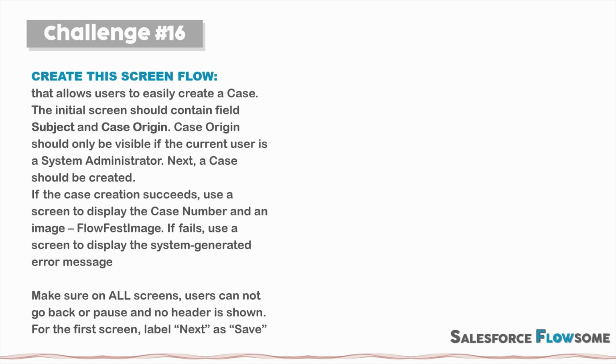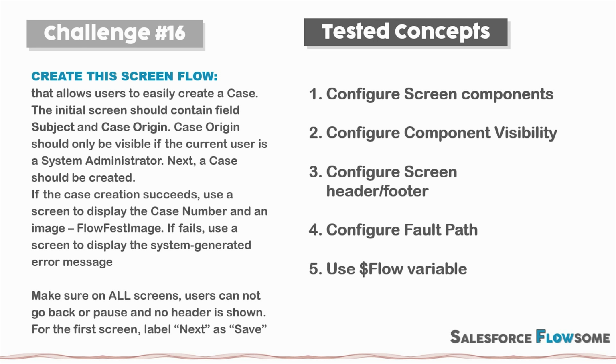So for this challenge, what we are really testing is first, again, configure screen components. This time we're going to configure display image. Second, we want to configure the component visibility. And third, we want to customize the screen header and footer. And then we want to configure a fault path, and finally, we want to get that system-generated error message through the flow global variable.